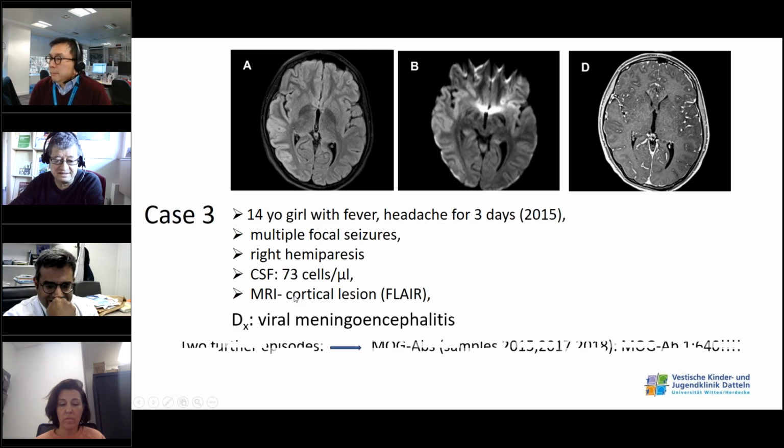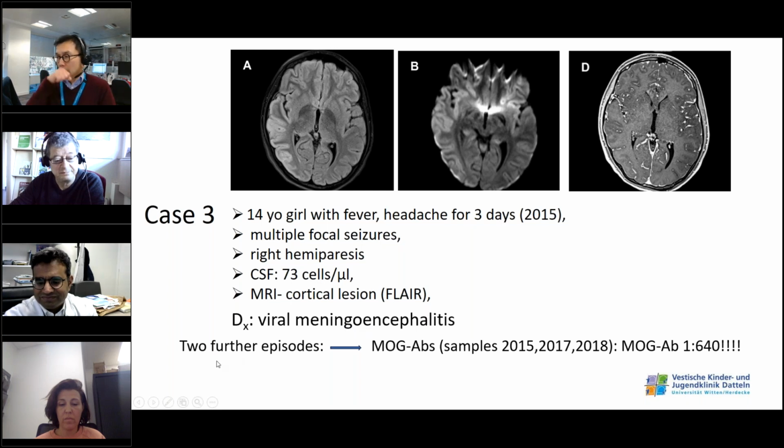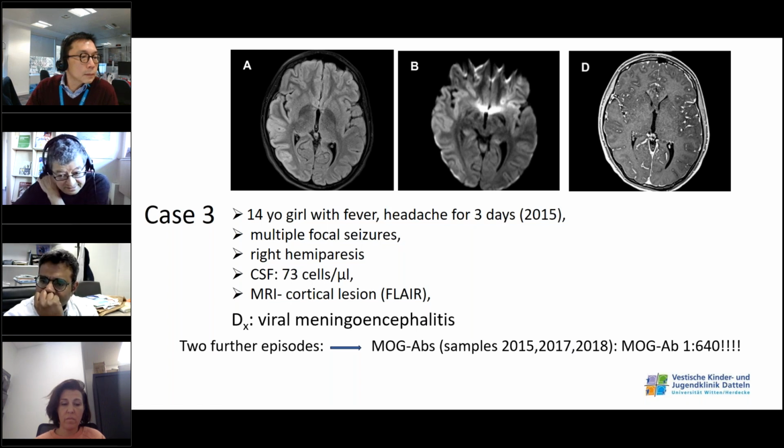At that time, the child was diagnosed with a viral meningitis, but had two further episodes in 2017 and 2018. On the second and third time, because it was part of our screen, MOG antibodies were taken, and she has a persistent high MOG antibody titer and has a recurrent MOG antibody disease with the phenotype meningoencephalitis.